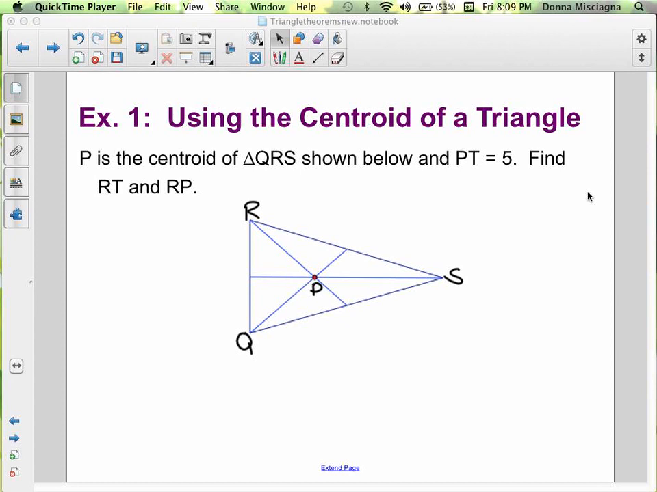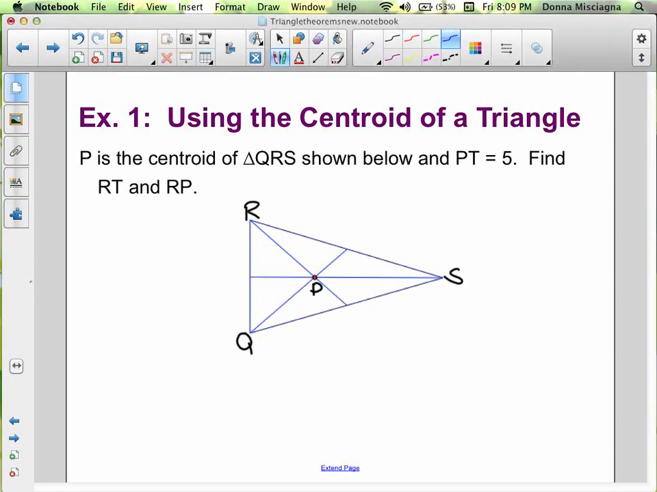And PT, oops, T got left off, equals 5, find RT. Obviously T has to go here, otherwise I wouldn't have a PT and a RT and a RP. All right, so PT here is 5, and we want to find, here's RP, and then we want to find the whole thing, which is RT. I'm just going to outline that so we know what we're looking for. And the 5 there refers to just PT.